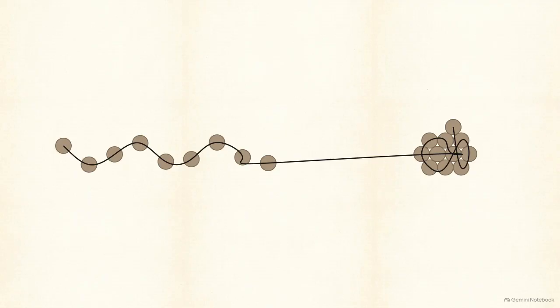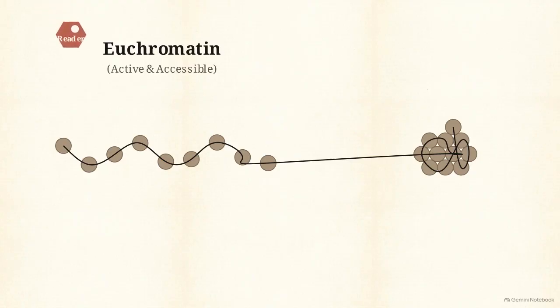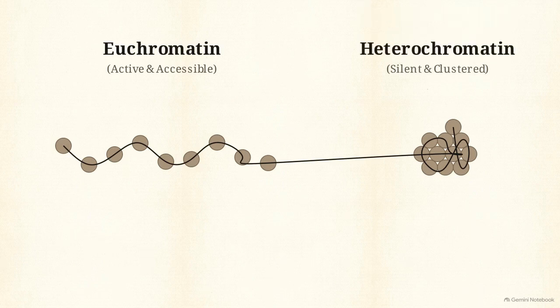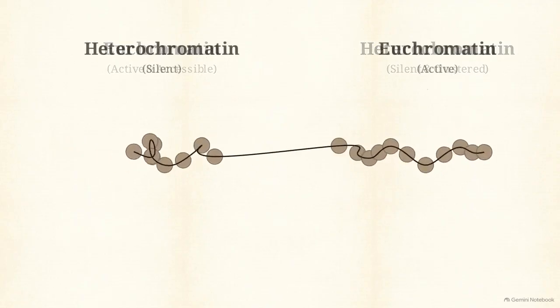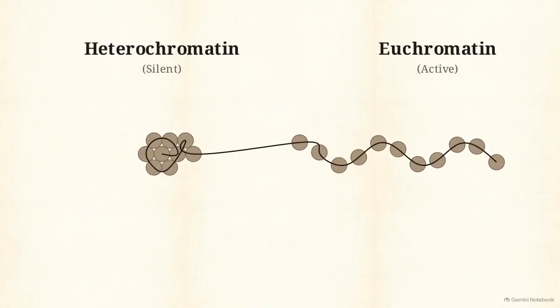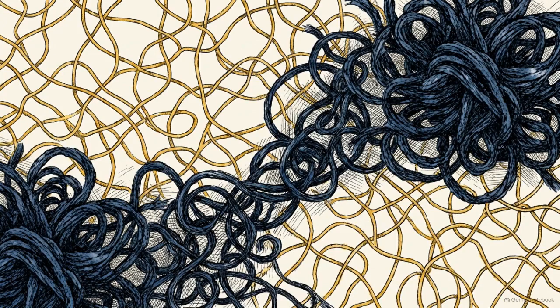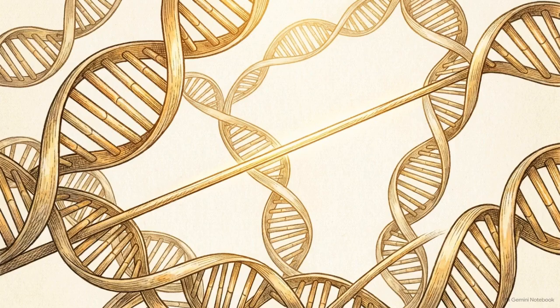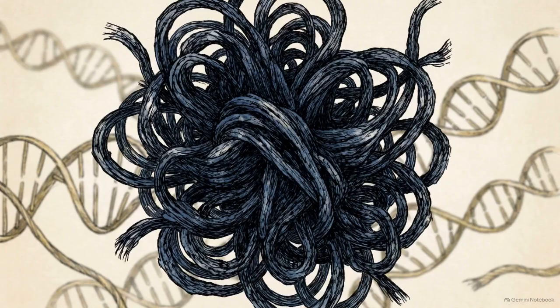The looser state is called euchromatin. Here, the DNA is active, with wide enough gaps for molecular machinery to slip in and read the code. The tightly packed state is called heterochromatin. This DNA is silent, inaccessible to the readers, heavily knotted into impenetrable clusters. The balance between these active and silent states is not fixed, it constantly fluctuates in real time. By controlling the regional density of chromatin, the cell dictates exactly which sections of its genetic library are open to the public and which remain firmly locked away.